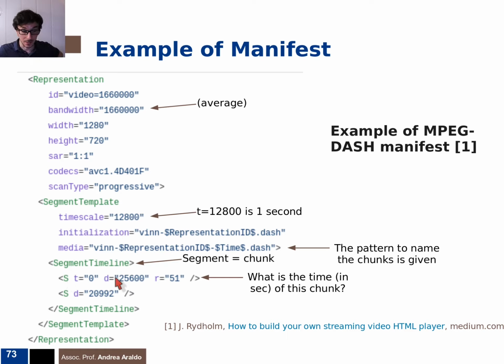segment descriptions. A segment, also called chunk, is a piece of video. Actually, a video is divided in different small files, each encoding a few seconds of a video, in this case 2 seconds. And so here in the manifest we specify the sequence of chunks that are available and the duration of each of them.